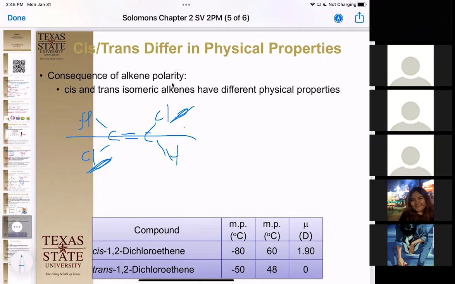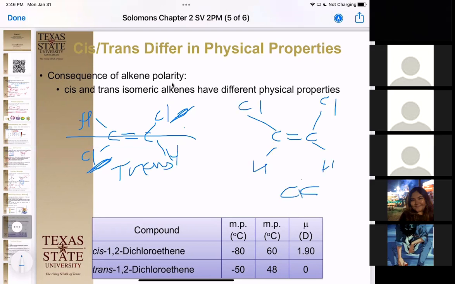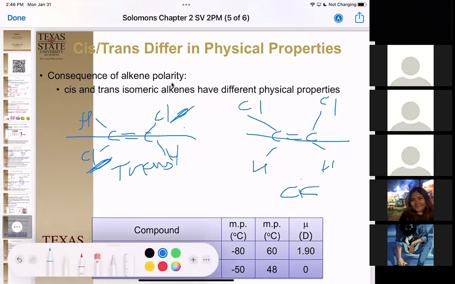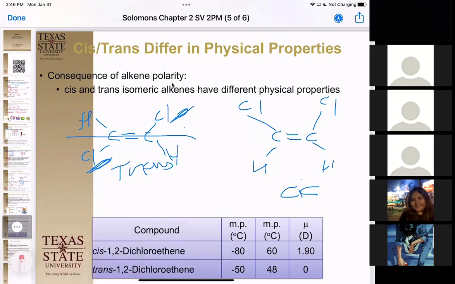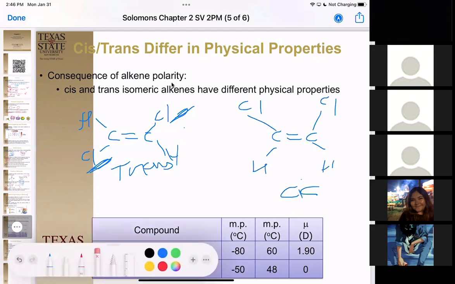Trans. They're on the opposite side, trans. So we call that the trans isomer. And if we drew the same thing here, but we put the chlorines on the same side, hydrogen, hydrogen, we would have the cis isomer. And again, draw that imaginary line and see that they're both on the same side of that imaginary line, and therefore they are the cis, and that's C-I-S.